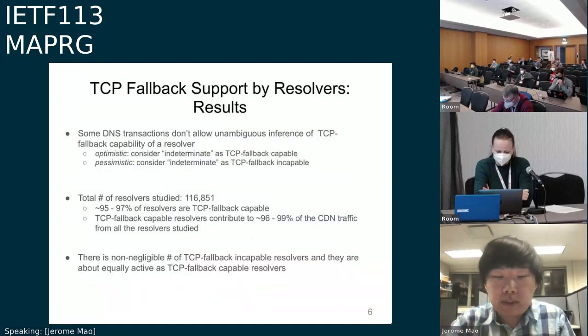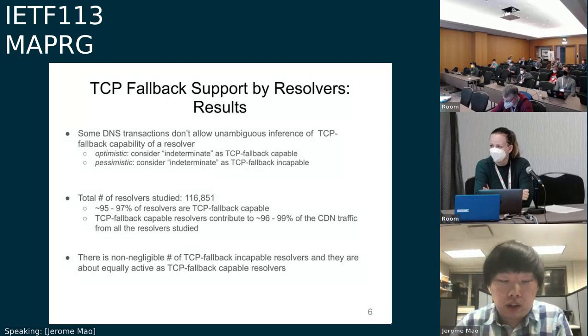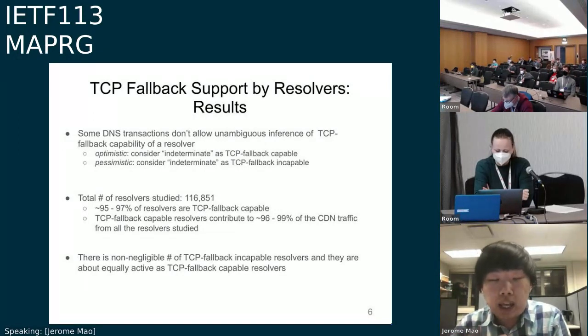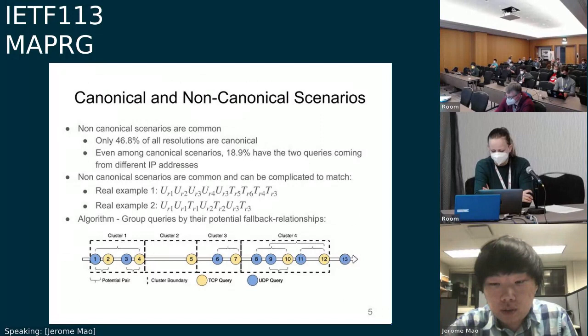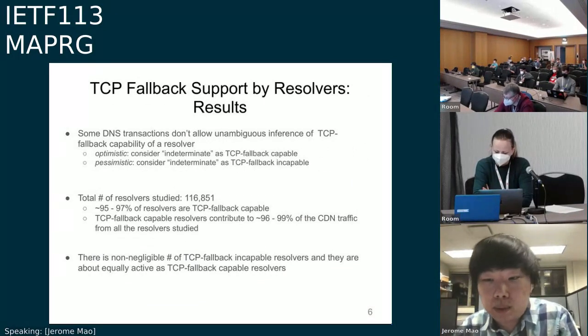Right, so just like what we've seen in the previous 2 slides, some DNS transactions just don't allow unambiguous inference of the TCP fallback capability, like in cluster number 4. So in this case, we have 2 estimations: the optimistic estimation and the pessimistic estimation. The only difference between those 2 estimations is how we process the indeterminate queries. In the optimistic estimation, we consider the indeterminate ones as TCP fallback capable. So in this example, in cluster number 4, we assume that UDP queries number 8, 9, 11 are TCP fallback capable, and in our pessimistic estimation, we consider them as TCP fallback incapable.